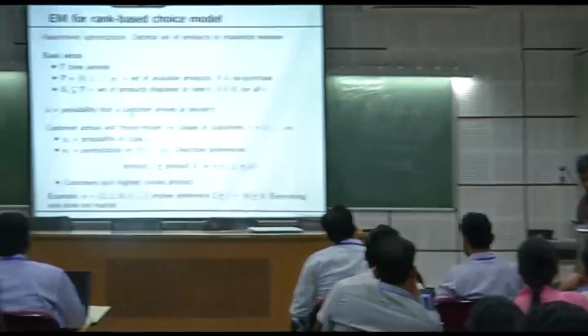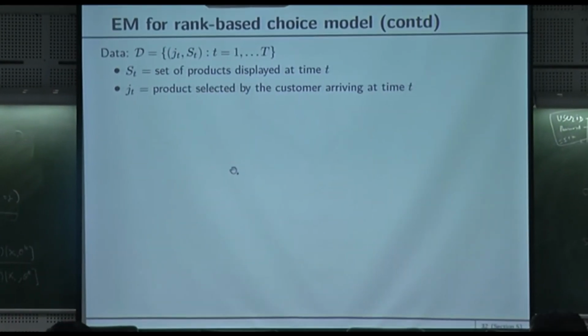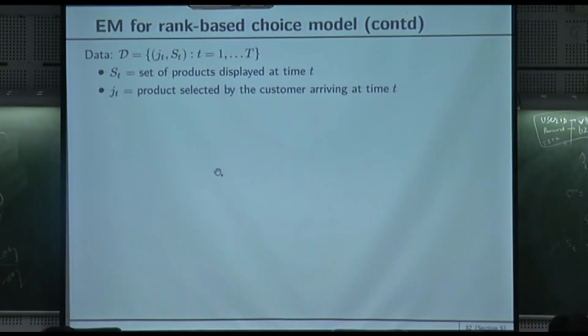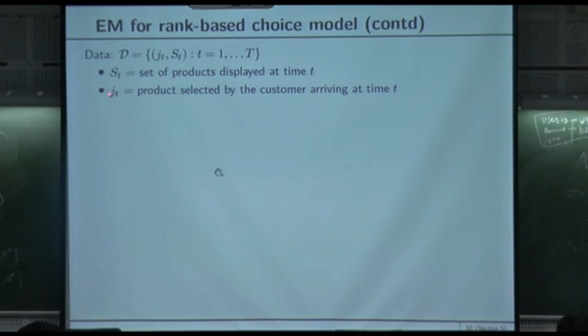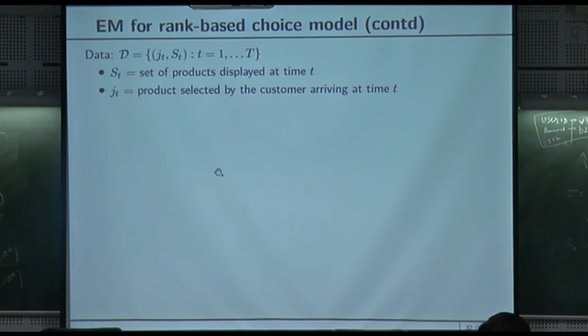Now, what we want to do is figure out how to, the data that I have is the following. I showed a set of products at each of these times, capital 1 through time little t1, little t to capital T. I showed them different products. That was the set of products that was shown. This was the product that was selected by a customer arriving at time t. I don't know what class this customer belonged to, but he came and they purchased this product.